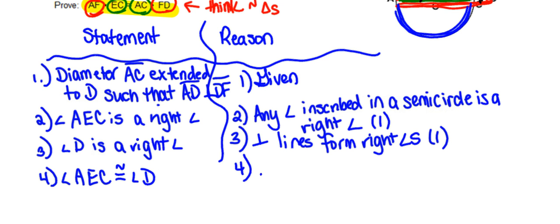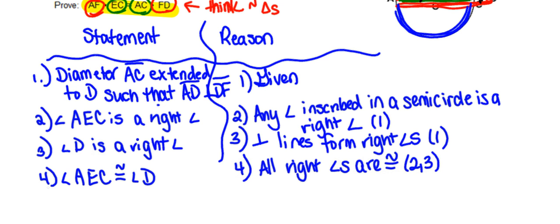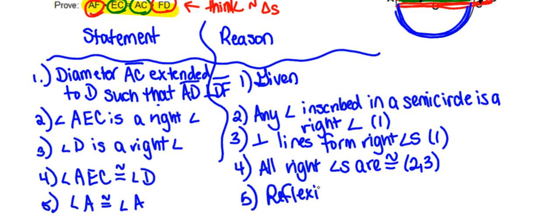And you know that's because all right angles are congruent. And I'll cite statements 2 and 3 because those are the statements where I had the two right angles. Angle A is congruent to itself by the reflexive property. This is a really great proof to do at the end of the year because it really pulls together a lot of the ideas that we've studied over the course of the year.